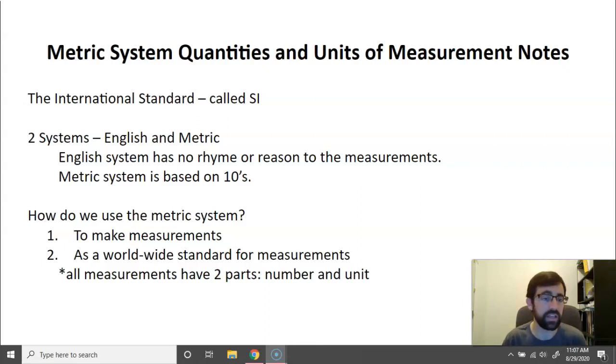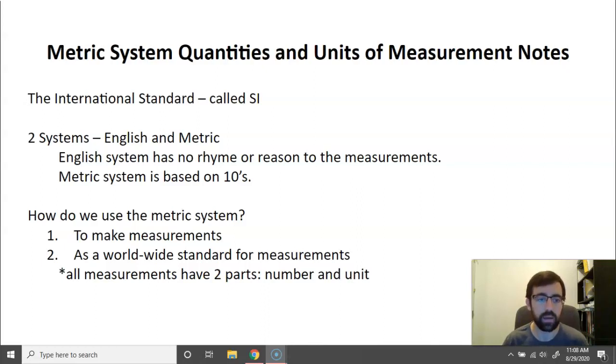So one of the advantages of the metric system is it makes math a lot easier because it's based on tens. Everything is a multiple of 10. So how do we use the metric system? Well, we use it to make measurements, and it is a worldwide standard for measurements. So everybody in the world can communicate with this system of measurement as long as you label your units correctly.